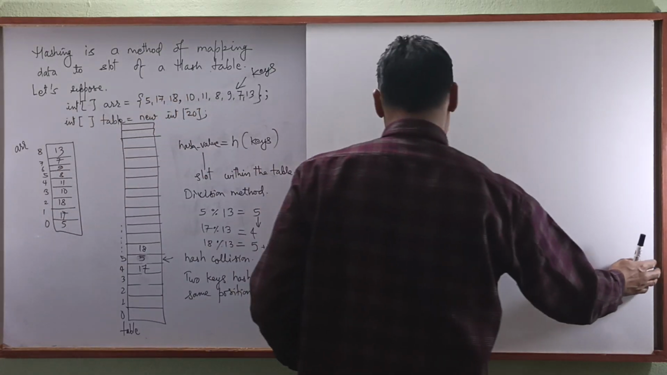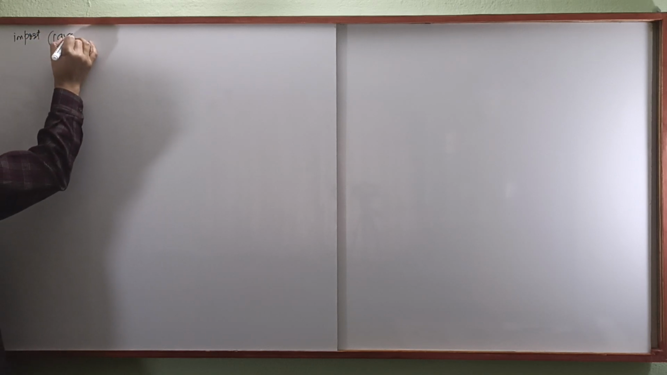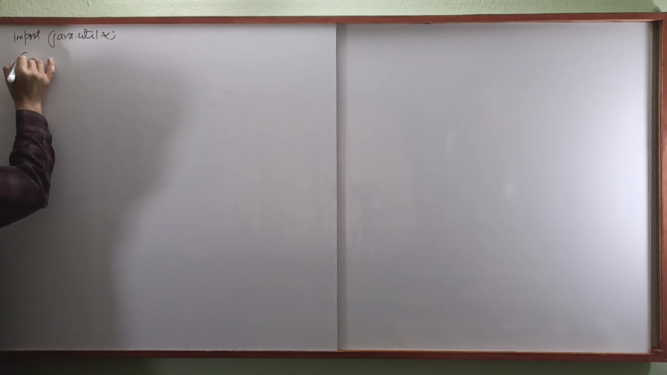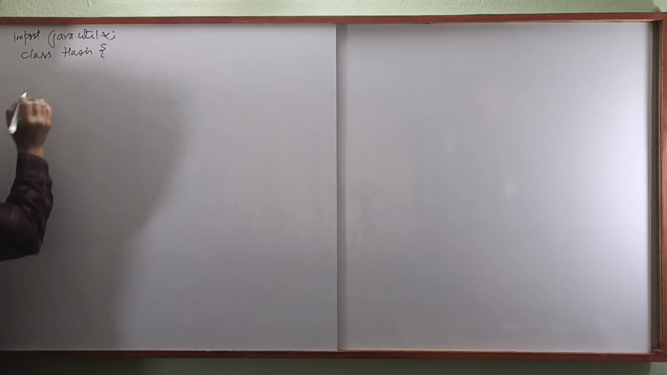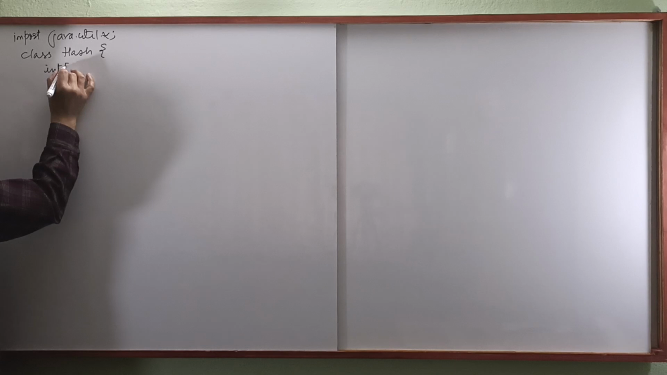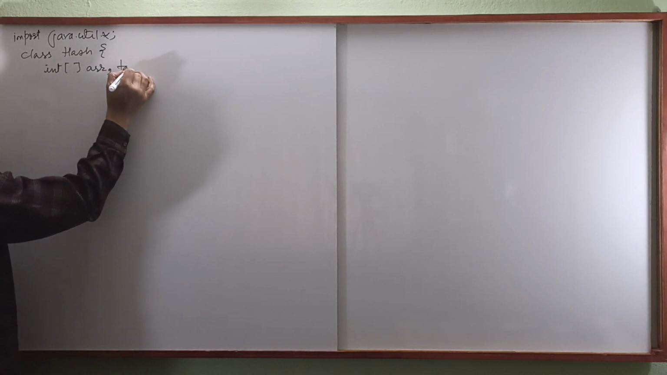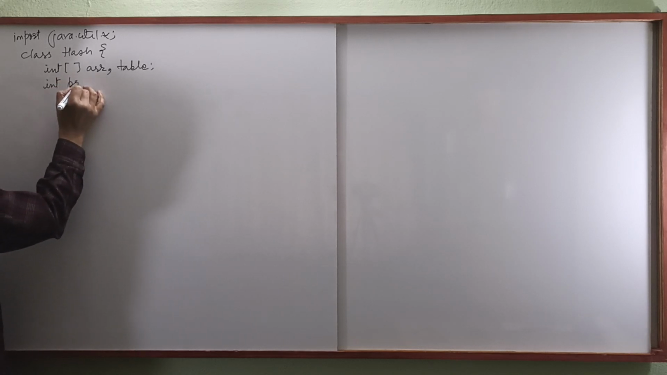I'll be writing a class. Now let's start. Let's import one package, import java.util.asterisk. Now let's create a class Hashing. Then let's declare an int array. This is the list we have to map. Then let's have a table. Then let's have the divisor, that is the prime.